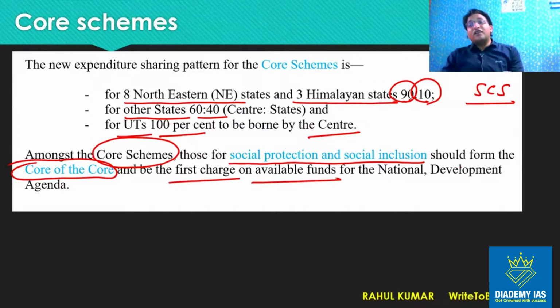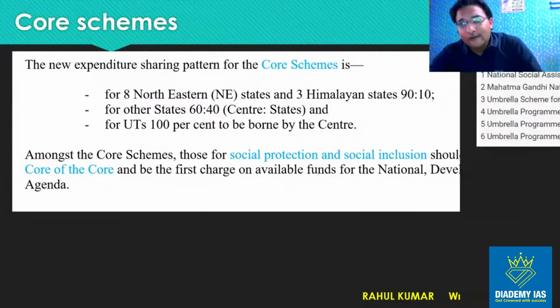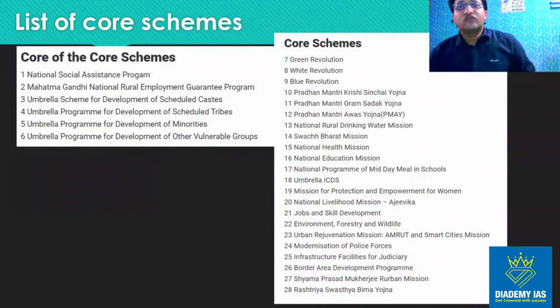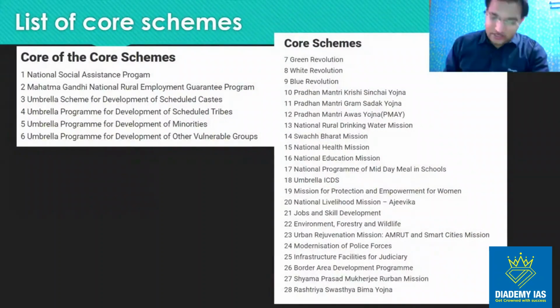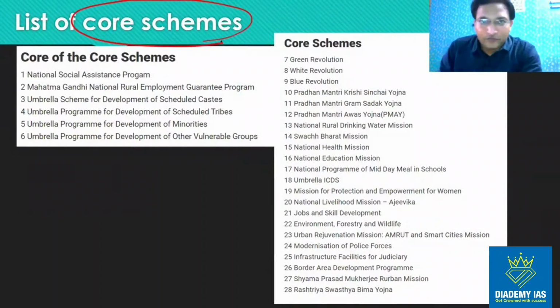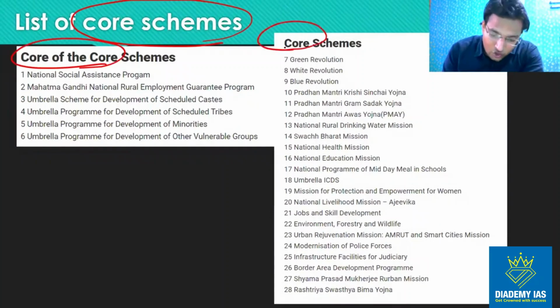So whatever funds are available, the first priority will be given to the core of the core schemes or core of the core areas. Now let us see the list of the core schemes. These core schemes are further categorized into core of the core schemes and other core schemes. So core of the core scheme includes the National Social Assistance Program.